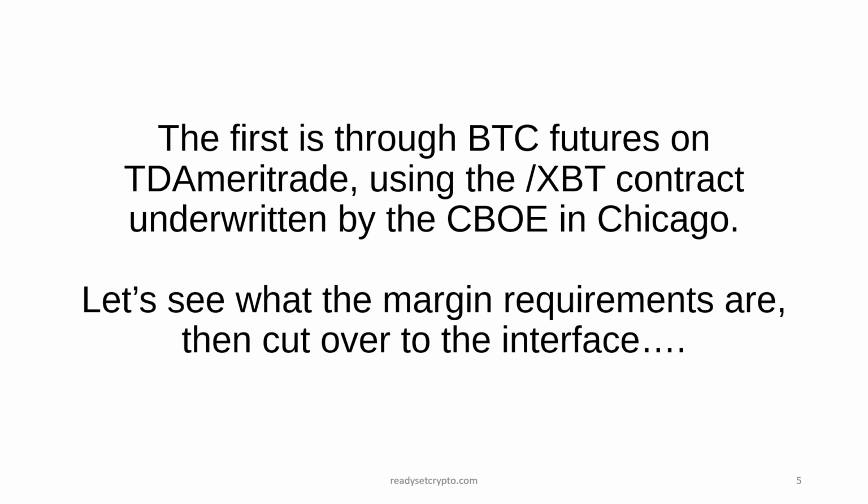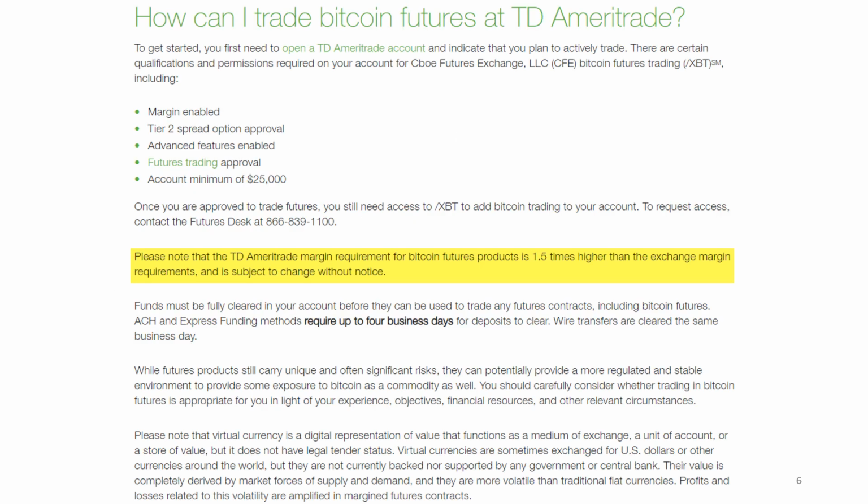The first that we'll go over is BTC, or Bitcoin futures on TD Ameritrade, using the XBT contract underwritten by the CBOE. So we know that there's two official futures contracts. One is by the CBOE, and that's better for retail traders. The other one is underwritten by the CME, or Chicago Mercantile Exchange, in Chicago as well, obviously. And that one is 5 times bigger and not really meant for the retail trader. So we're going to focus on the CBOE futures. Let's see what the margin requirements are. We'll go through that calculation, and then we'll cut over to the interface.